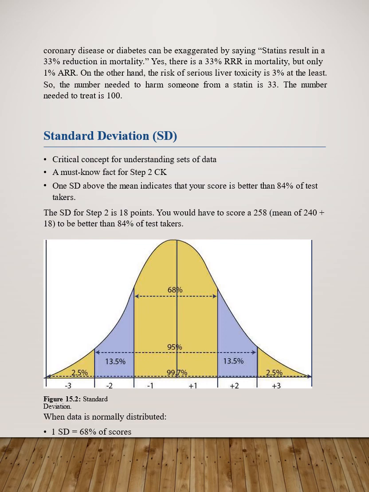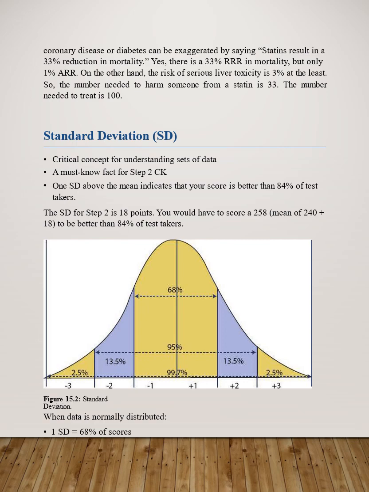Let's talk about standard deviation. Number 1, critical concept for understanding sets of data. Number 2, a must-know fact for the boards. Number 3, 1 SD or standard deviation above the mean indicates your score is better than 84% of the test takers. The standard deviation for the boards is 18 points, for example. You will have to pass 258. It means 240 plus 18 to be better than 84% of the takers. And this is shown on figure 15/2, standard deviation.